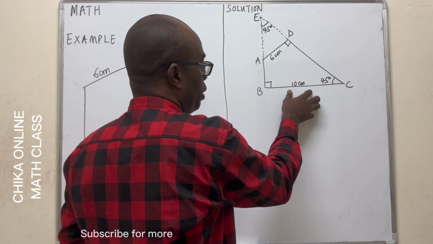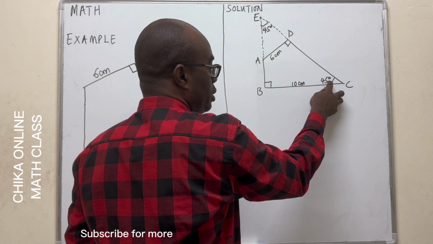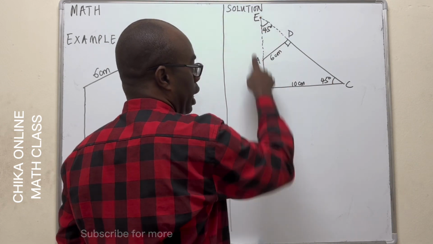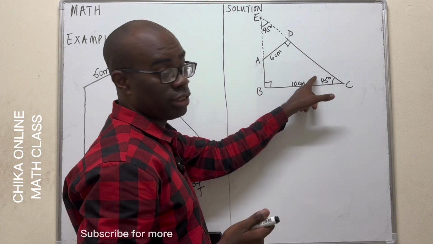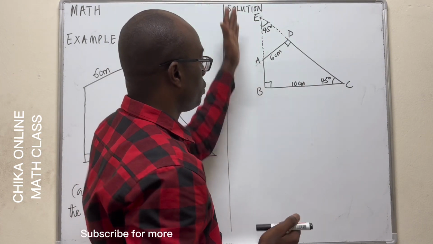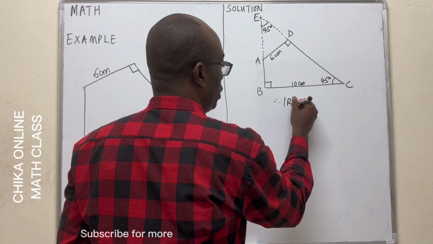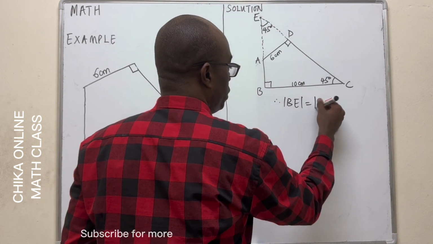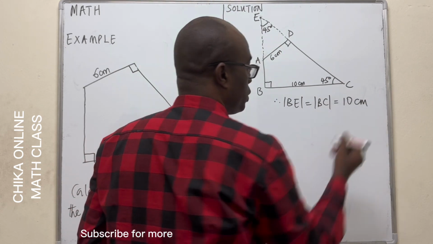45, 10 cm is facing this one opposite. Then also, that means that the side facing angle C, that's 45. The side opposite angle 45 is what? Side BE. Therefore, BE is again equal to BC because that is an isosceles triangle, which is 10 cm.